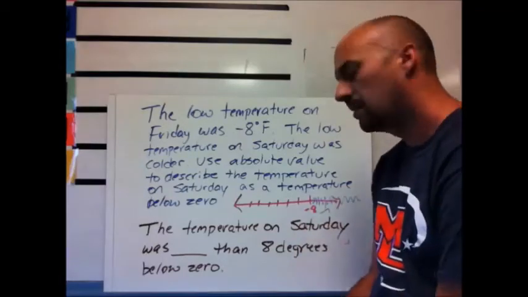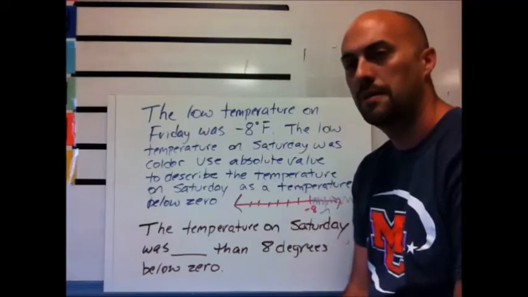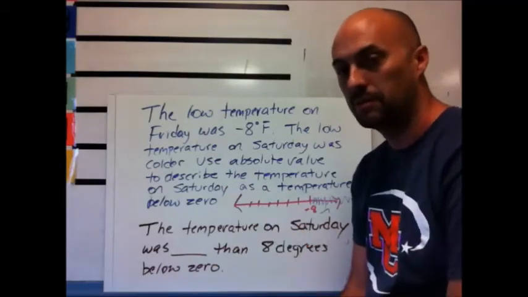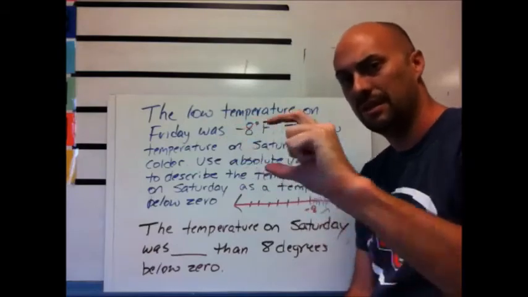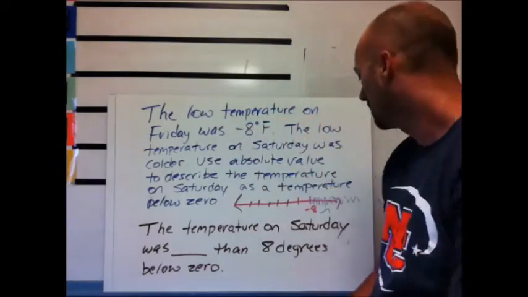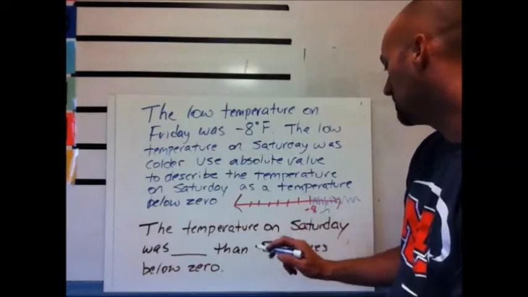-7 is a bigger number because it's to the right on the number line. But it is less below zero. Okay? So we have to really start thinking about the context of the sentence and how we're using those words. So the temperature on Saturday, was it less than 8 degrees below zero?